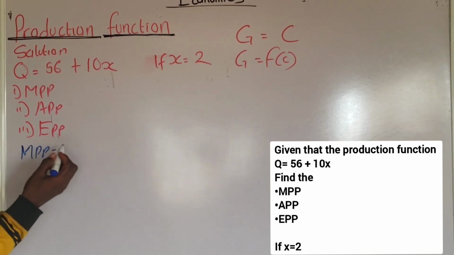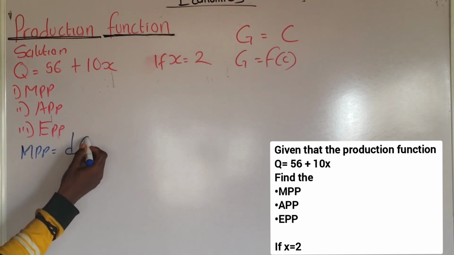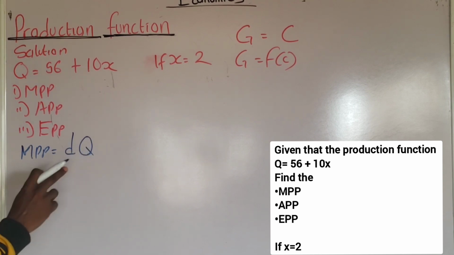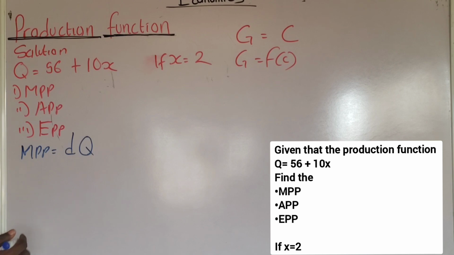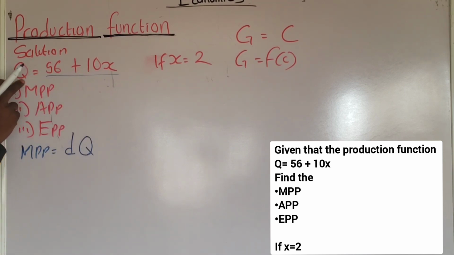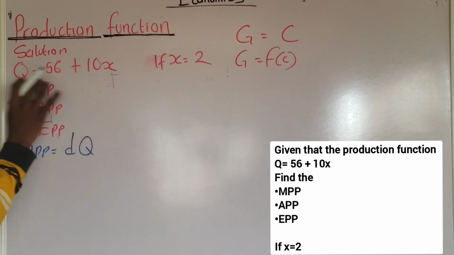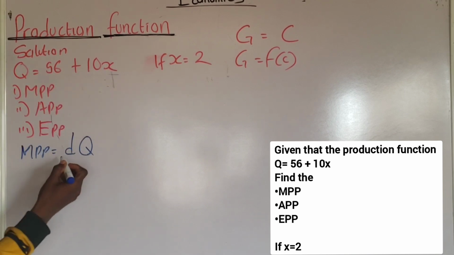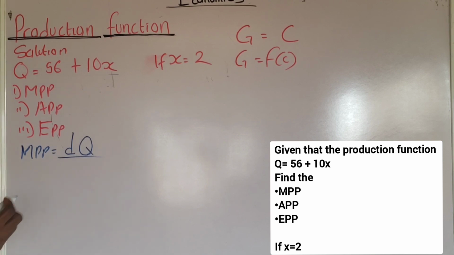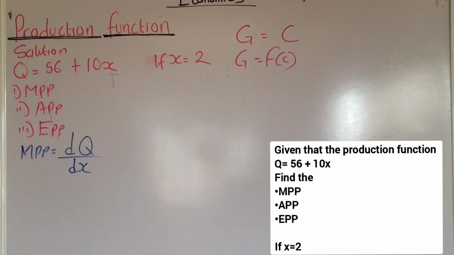is equal to the derivative of the function. You have to differentiate your production function. MPP is equal to the derivative of Q. Now, if you look at this function, this is Q, which is the output, and the input is X. So we are differentiating Q with respect to X. So the marginal physical product is dQ over dX.